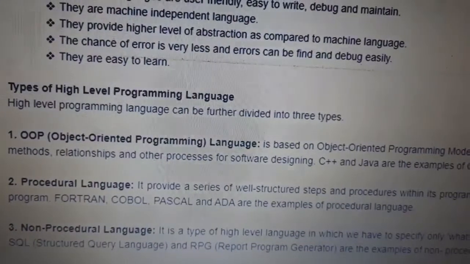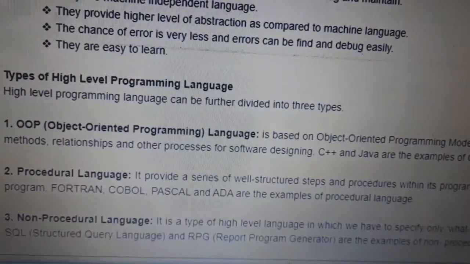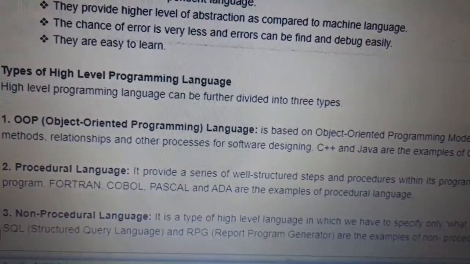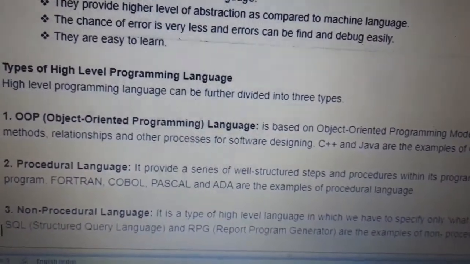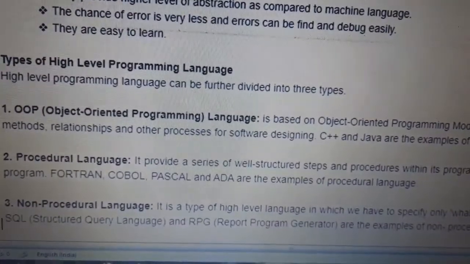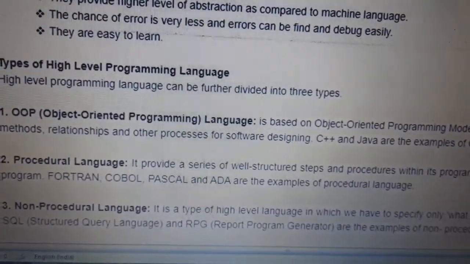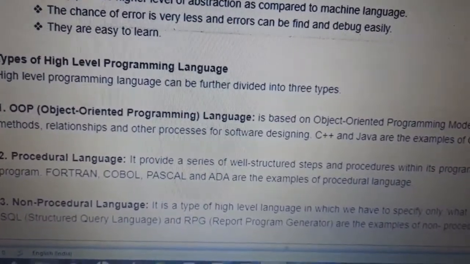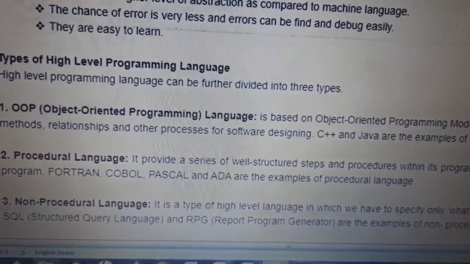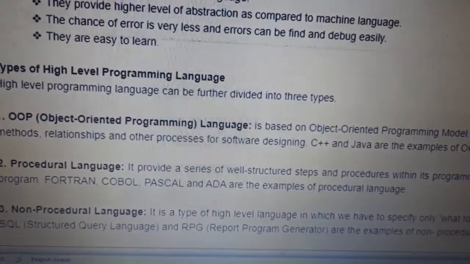OOP is a programming based on the concept of objects which can contain data and code. Data in the form of fields and code in the form of procedures. They can contain data and code. Data in the form of fields and code in the form of procedures.